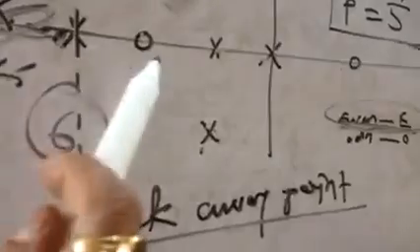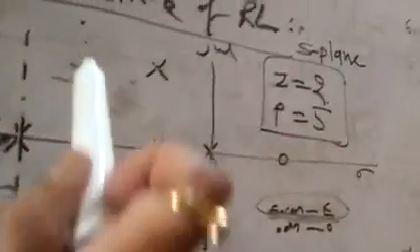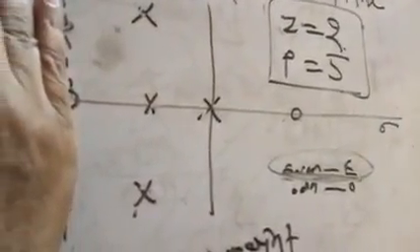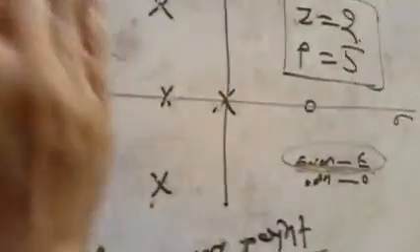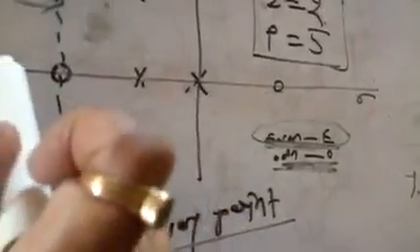At this point we determine the summation of number of poles and zeros. Now for this point, from left to right, see in the right side there are 1, 2, 3, 4, 5. There are 5 number of poles and zeros. Summation is 5. 5 is an odd number. That means root locus exists at this point.